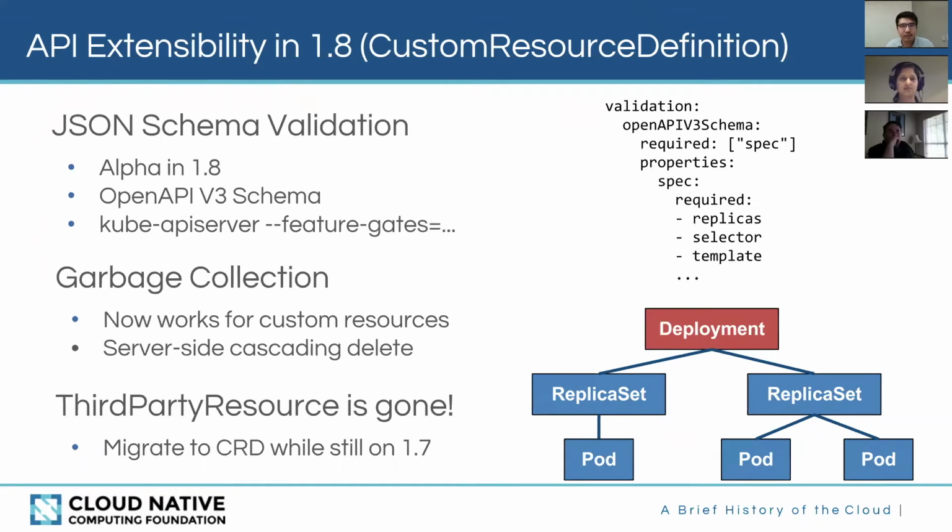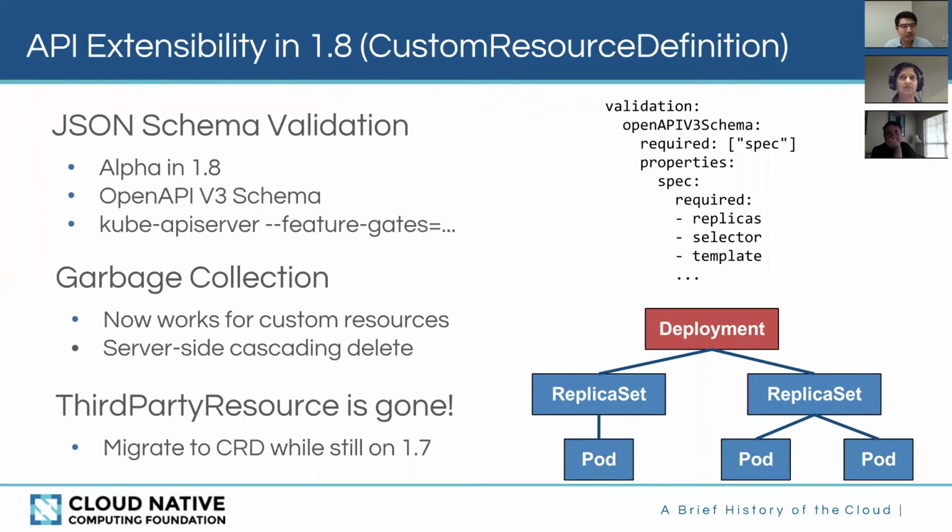And then the last thing I want to reiterate is a third-party resource, which was the alpha version before custom resource definition. Third-party resource is not deprecated; it's totally gone. And what will happen is if you don't migrate before upgrading to 1.8, then those third-party resources will just disappear. So if you go to the docs, there's a guide on how to rewrite your third-party resource as a CRD and how to migrate the data. And there's a helper in the server that will help you with that.